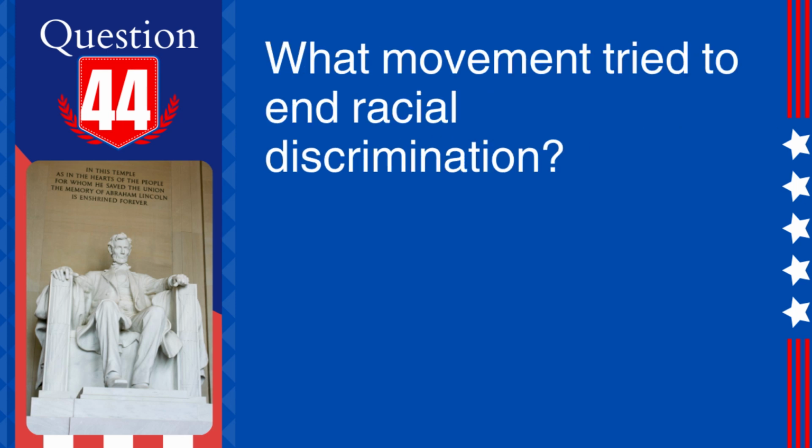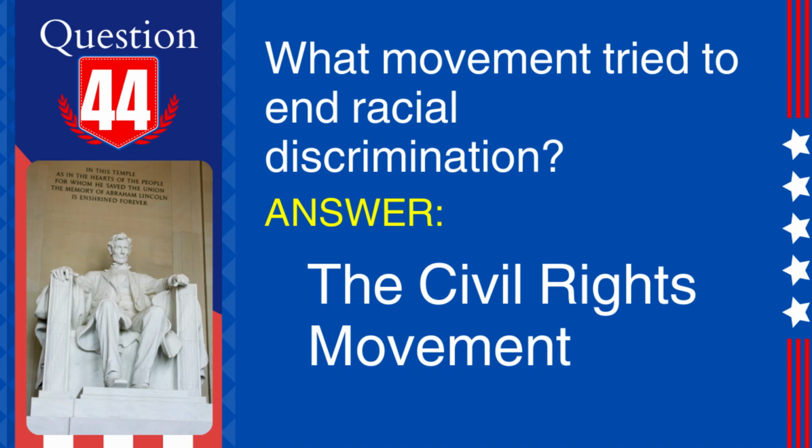44. Question. What movement tried to end racial discrimination? Answer: the Civil Rights Movement. Explanation: the Civil Rights Movement, particularly active in the 1950s and 1960s, aimed to end racial segregation and discrimination against African Americans in the United States.